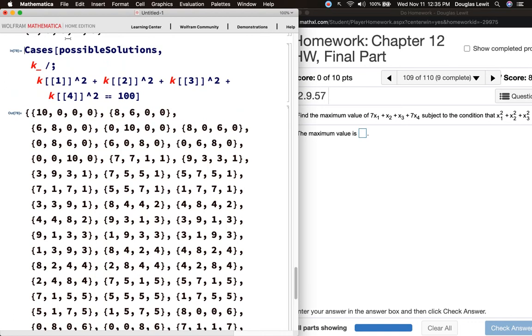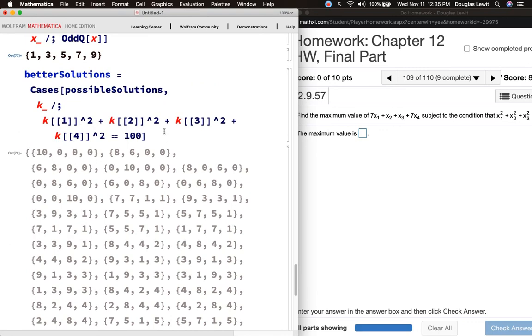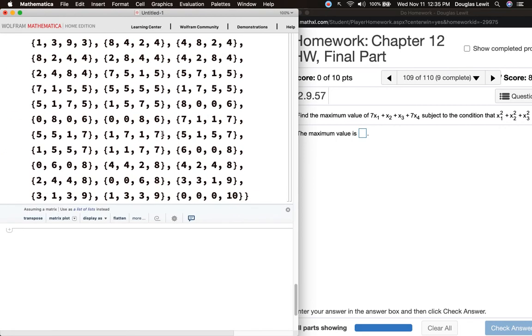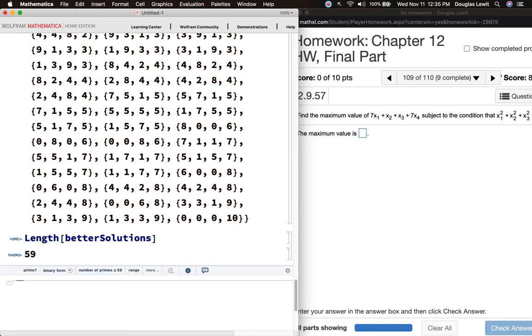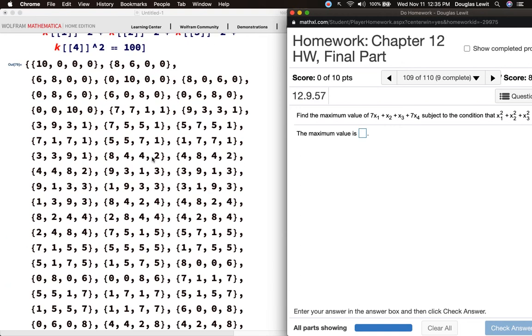I need to save this. What should I call it? betterSolutions. Okay, betterSolutions. And how long is that list? So there are 59 candidates, and I need to find the candidate that is actually going to be the best.